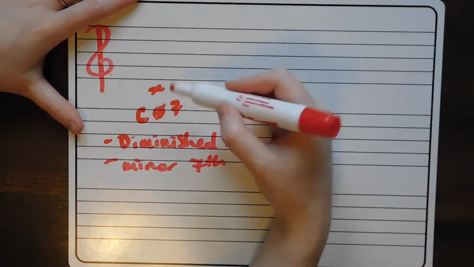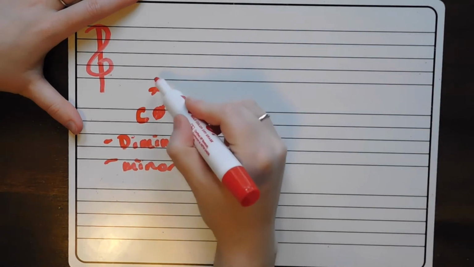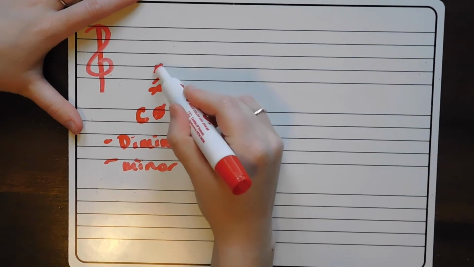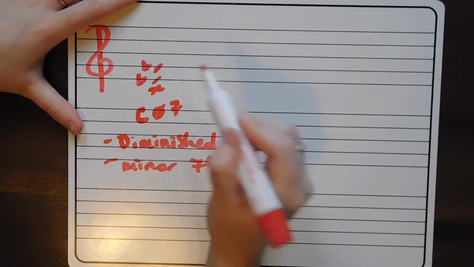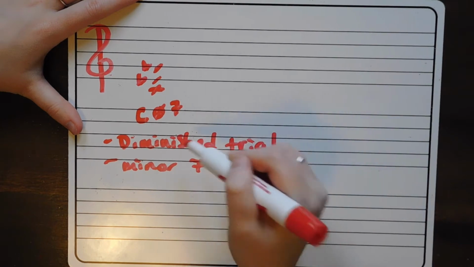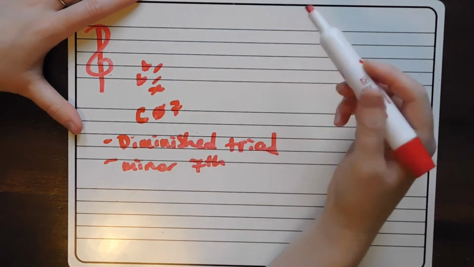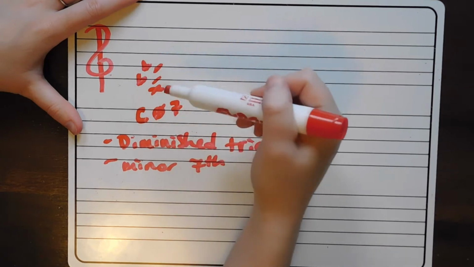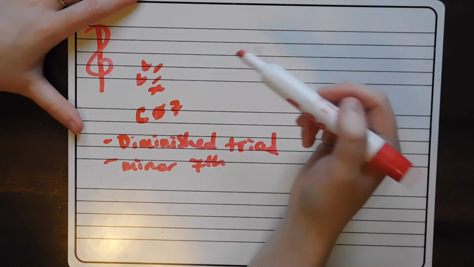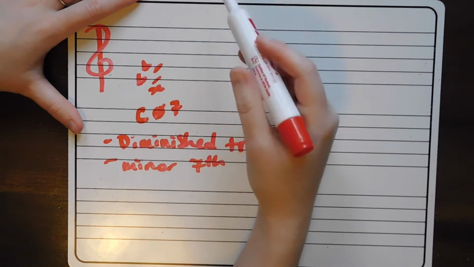Okay, so let's first build that diminished triad. Again, it's like a major triad, but you're going to lower 3 and 5. And that's your diminished triad, right? So you take a major triad, C, E, G, and then lower 3 and 5, and you're going to get a diminished triad. You're going to get E flat and G flat.